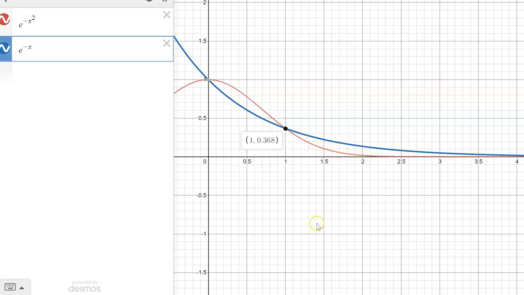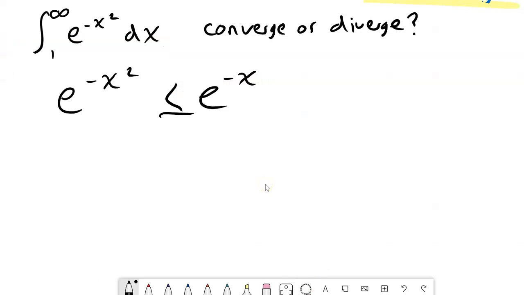So that's the idea of comparison. We want to just compare it, so back to the whiteboard. This is true, so if I know that this converges, I know that the overall integral that we were looking at converges. So let's see if this converges.